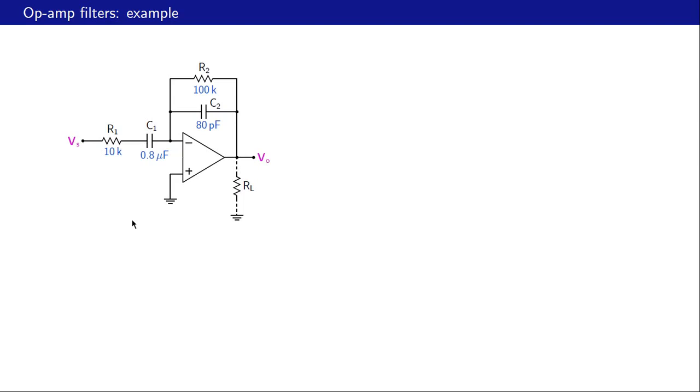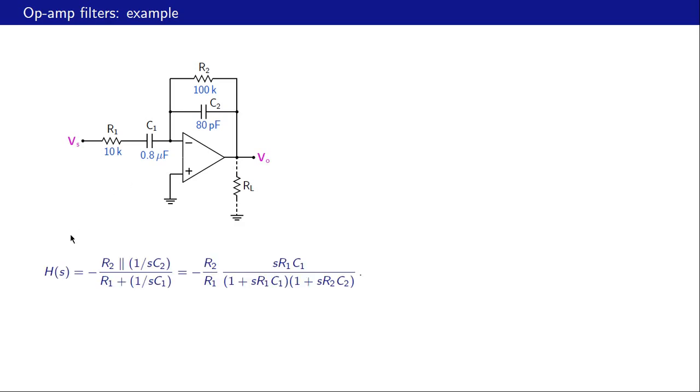Another circuit of the same type looks like an inverting amplifier. Our Z2 now is R2 in parallel with 1 over S C2, and Z1 is R1 in series with 1 over S C1. So the transfer function then is minus Z2 by Z1, and when we simplify it, we get this expression here. So now this circuit has got two poles, one at 1 over R1 C1 and the other at 1 over R2 C2.